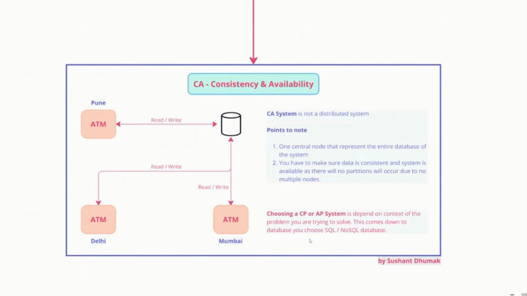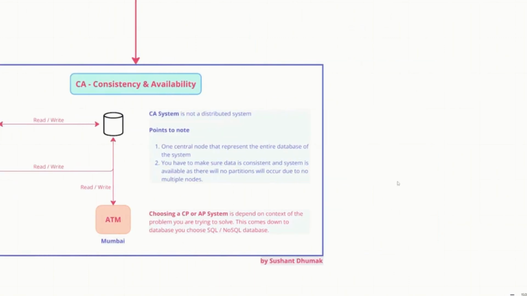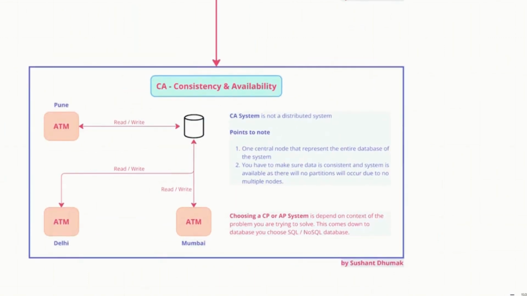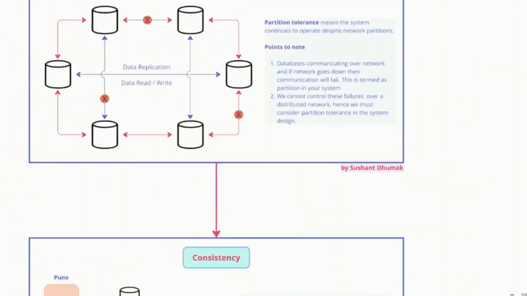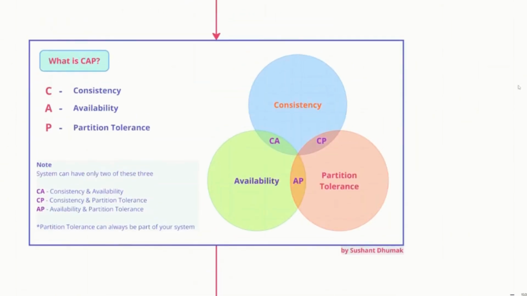And NoSQL databases are also needed because there are use cases where you decide that you want your system to be available always, even though there is no consistency of data. That's fine. So you have to make those choices. Again, it depends on the problem that you are trying to solve. Okay, so this is about consistency and availability. I'm mentioning again that this is an important topic and we will get into more details of it.